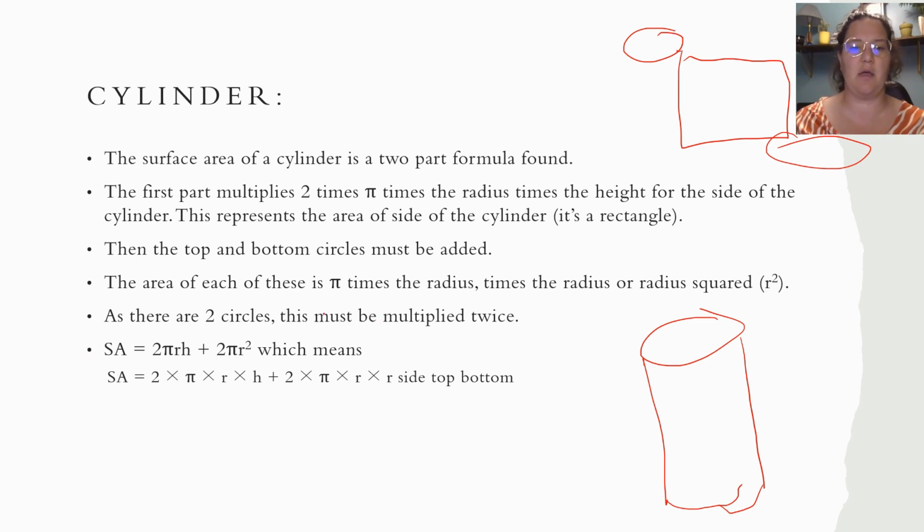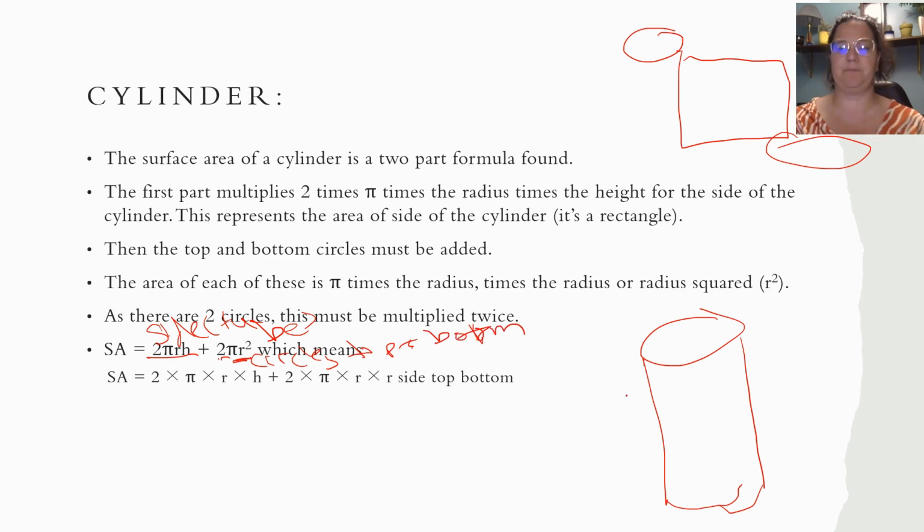So the surface area of a cylinder is 2 pi rh, and this is the side, or we could call it like the tube. And then 2 pi r squared. So this is 2 times the circle on the bottom and the circle on the top. So these are the circles on the top and bottom. And we multiply that twice because there are 2 of them.